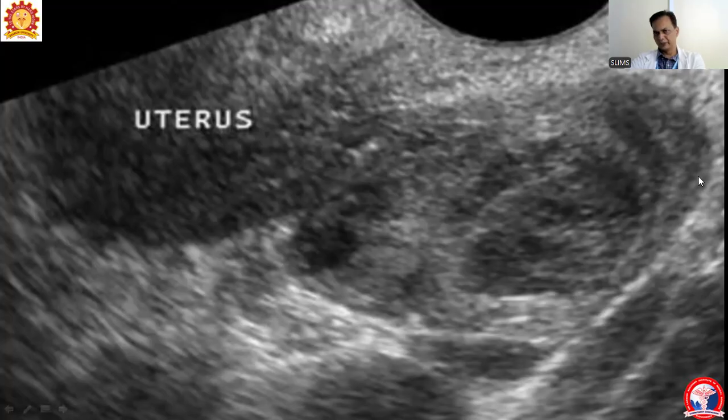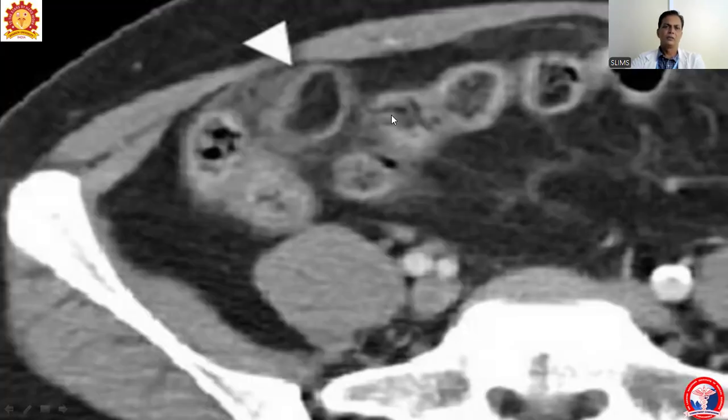This is the uterus, where we are seeing a complex mass next to the uterus, which is relatively hypoechoic and fairly defined. This is normal fat. Here, what we are seeing is the ascending colon, and we are getting to see an inflamed area. Inflammation is there.